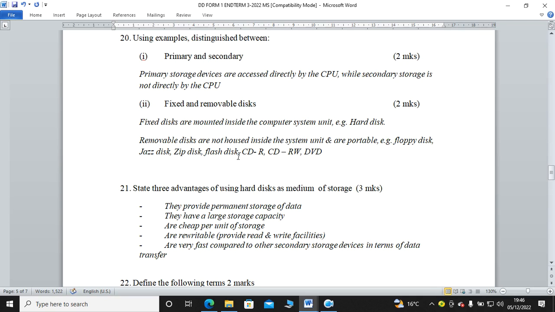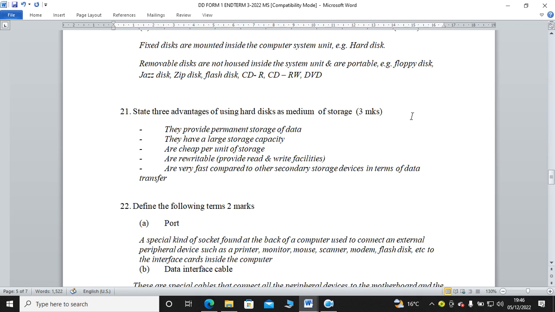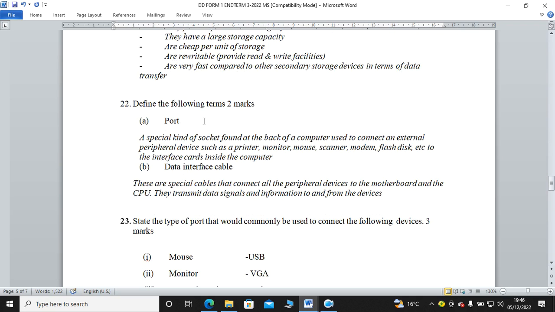So state three advantages of using hard disk as a medium of storage. Number one, hard disk has a very large memory storage capacity. They provide permanent storage of data. They are cheap per unit of storage. They are writable. They are very fast to read compared to any other gadget. When you are reading a hard disk, it's faster than when you are reading a flash disk of the same capacity.